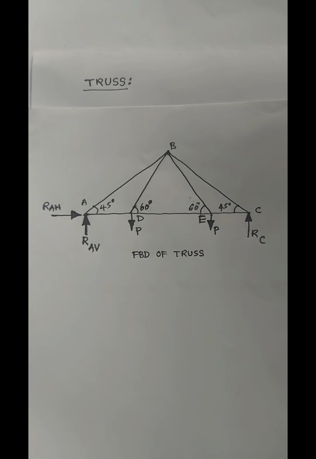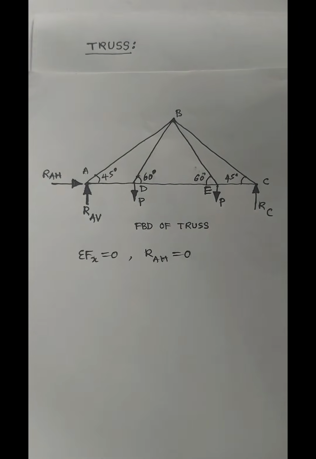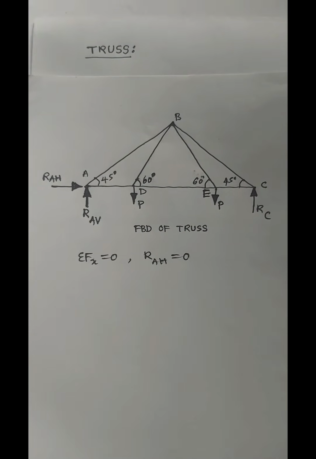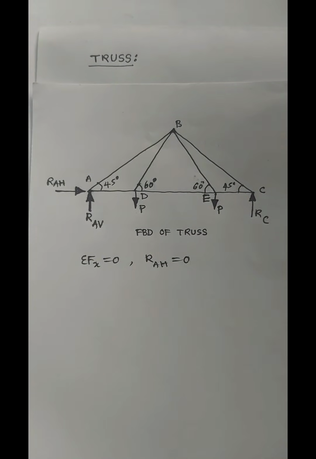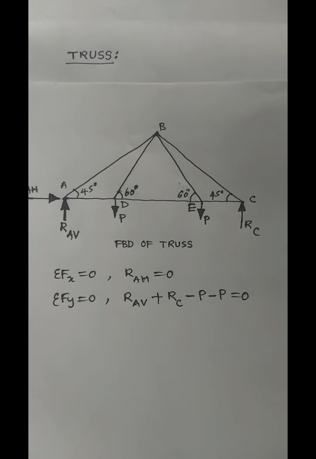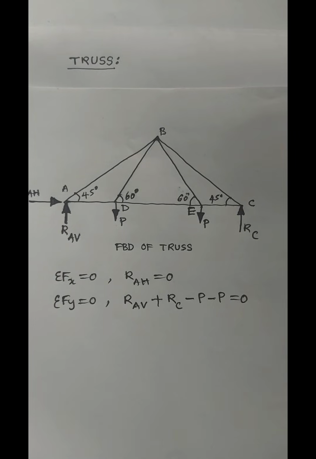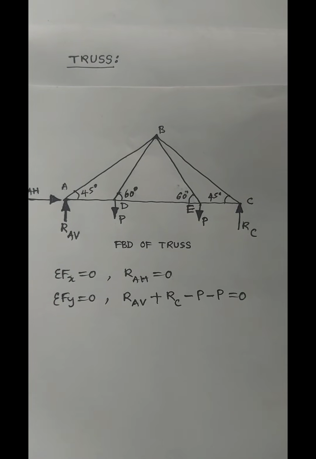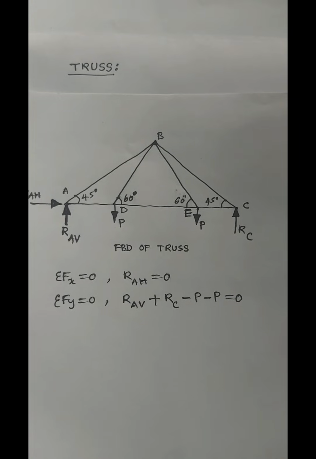When we apply all these in the equilibrium equations, we get summation Fx equals 0. Through that equation, RAH equals 0. Summation Fy equals 0. Through that equation, RAV plus RC minus 2P equals 0 we can get. Finally, RAV plus RC equals 2P.